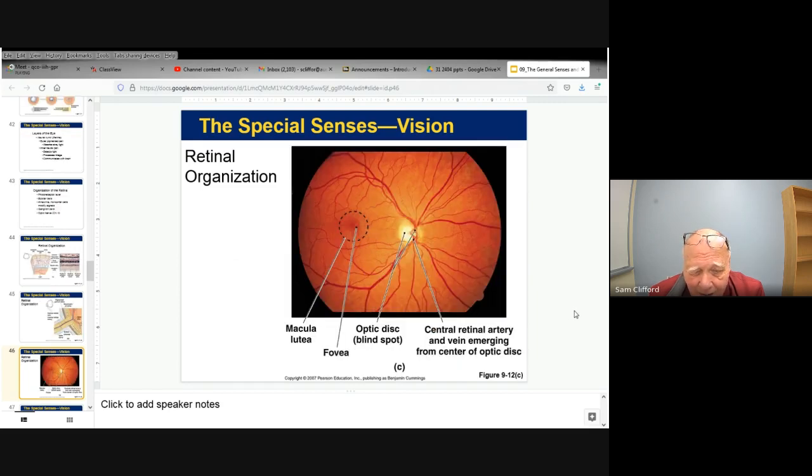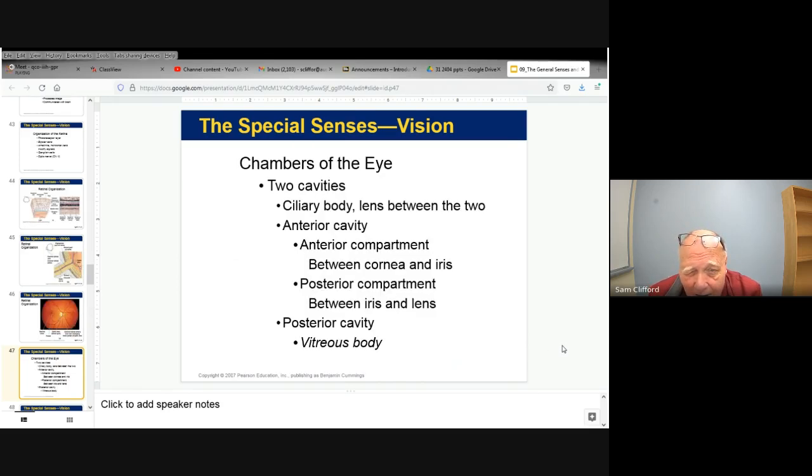If you look at what the ophthalmologist sees, or the optician, they can look at the state of your blood vessels, they can see the blind spot, they can see the macula lutea, which contains the fovea, which is the location of the most cones for color vision. There's two chambers, the anterior cavity and the ciliary body and so on, that's going to connect to the lens.